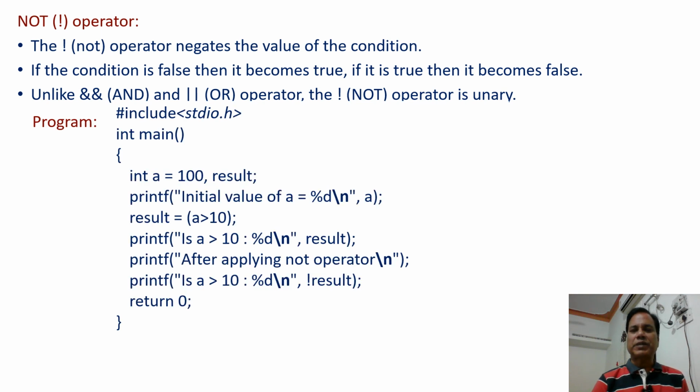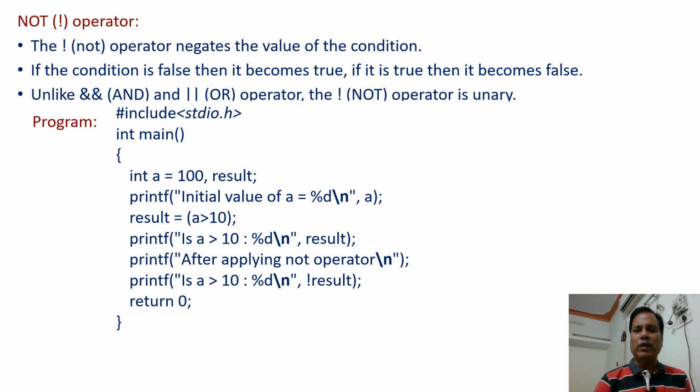Let us discuss a program. In this program again two variables are declared, A and result. A is assigned a value of 100. The next statement in this one is printf, and using the printf statement initial value of A equals %d. So at this point the value of variable A gets printed, that is 100. So initial value of A equal 100 is printed at this point.